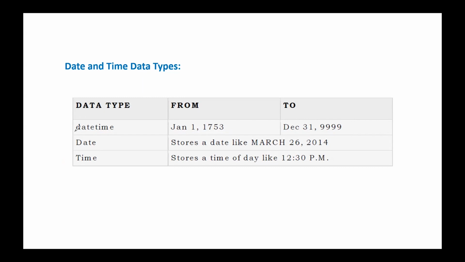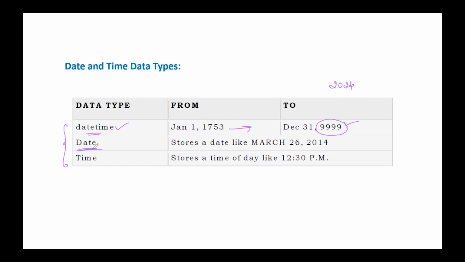Next kind of data type is date and time. In date and time data types, we have three categories. First one is datetime. It has a range from January 1st, 1753 up till December 31, 9999. Currently we are in 2024, so I can use this data type up till 9999, which means I have such a huge range of date and time which I can use.